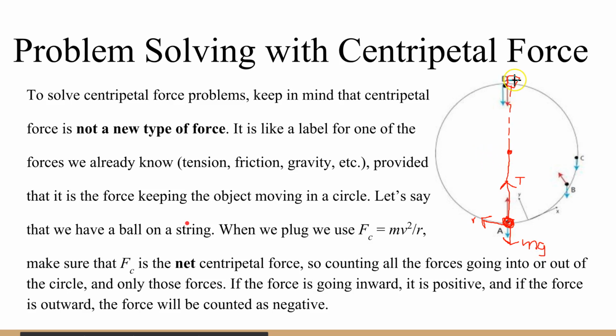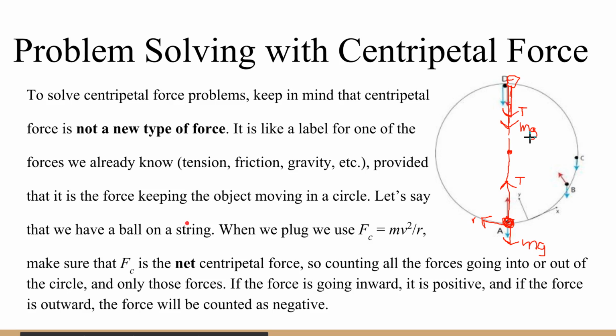However, up here, tension will still pull you inward, but gravity will also pull you inward. Why? Because gravity is always downward. Tension is just pulling in the direction of the actual center of rotation, like where you're rotating the string from your finger, but gravity is always directed downward. So gravity will have an effect. So you count all the forces going into or out of the circle, and only those forces.